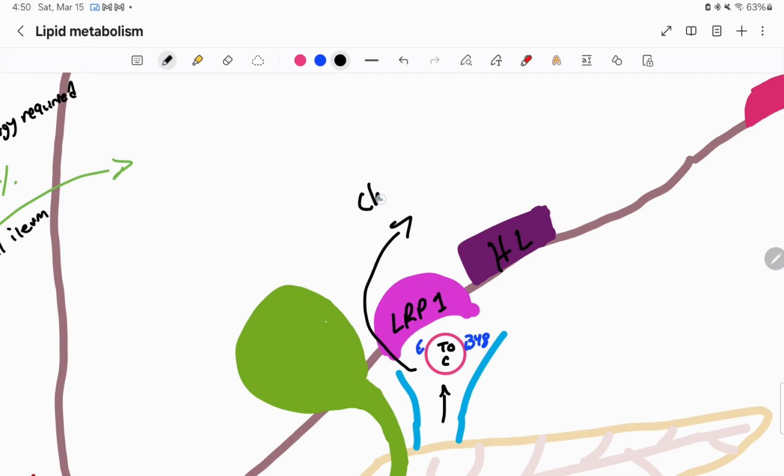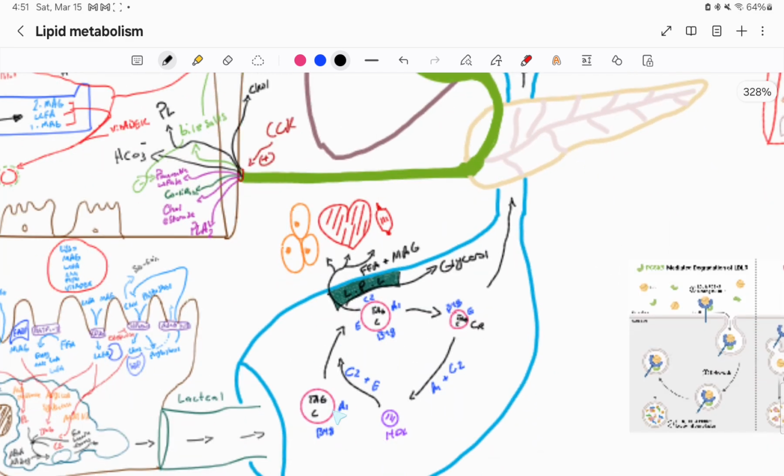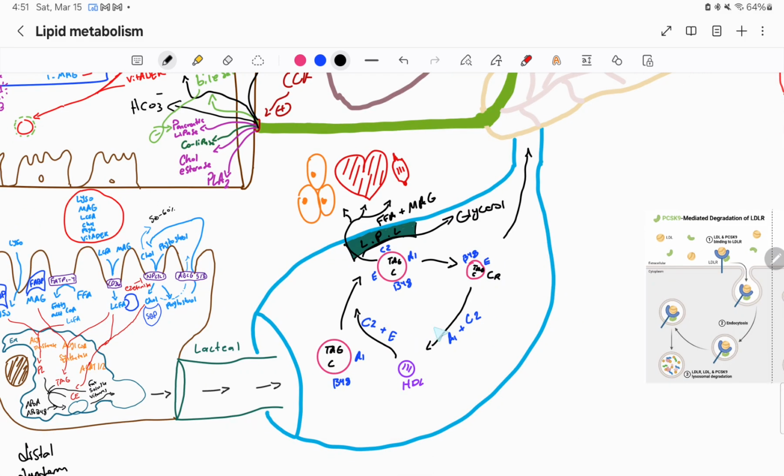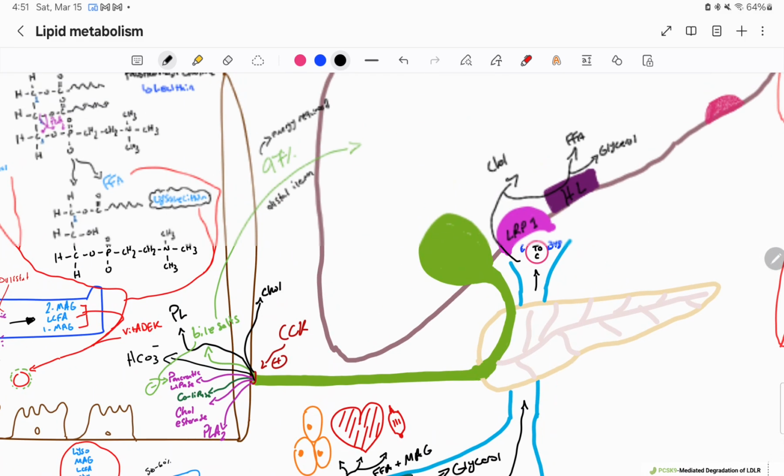It'll bring in some cholesterol with it that it had in it, and it'll bring in some triacylglycerols. But guess what? Those triacylglycerols that it's bringing in will be acted on by the hepatic lipase to create some free fatty acids and glycerol. So that's the fate, or the end of the story, for the chylomicron remnant. The chylomicron started off circulating like this, and then it became super small and turned into a chylomicron remnant.